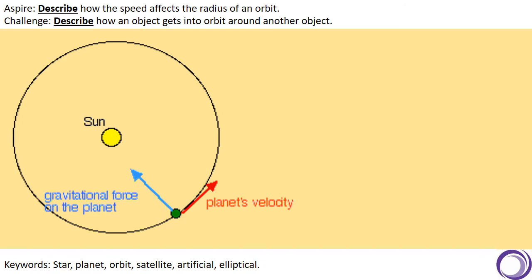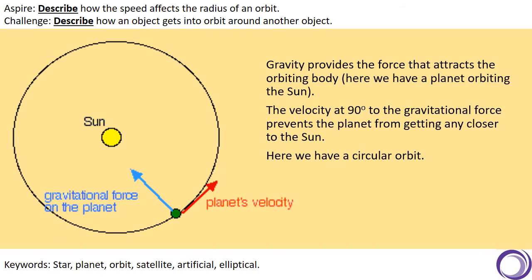And there it is in summary. We've got a planet, this time not a satellite, that's wanting to go in a straight line, but we've got gravitational force on the planet. Gravity always provides this force. In this diagram, we've got a planet orbiting the sun. The velocity is at 90 degrees to the gravitational force, so that stops the planet from getting any closer to the sun. Here we've got a circular orbit.